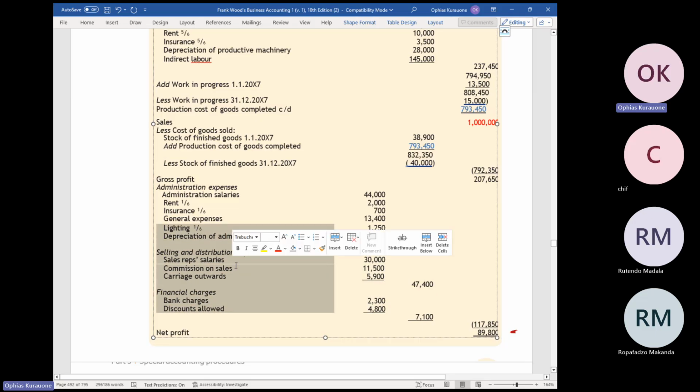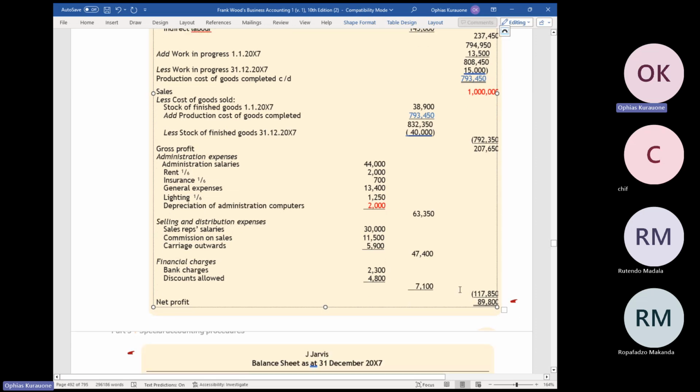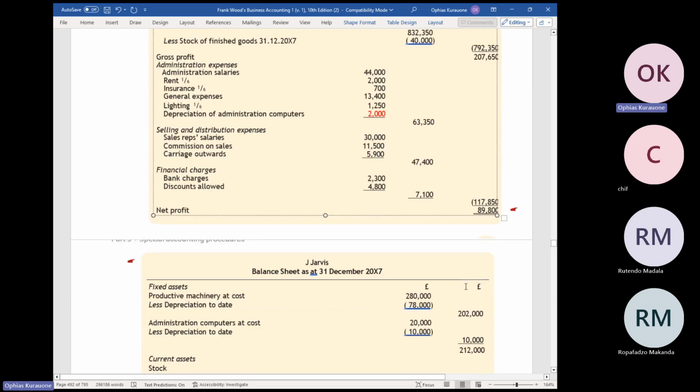You need to be very, very careful on this one. Then financial charges, these are bank charges, 2,300, discount allowed 4,800. Then at the end of the day, you get your profit.